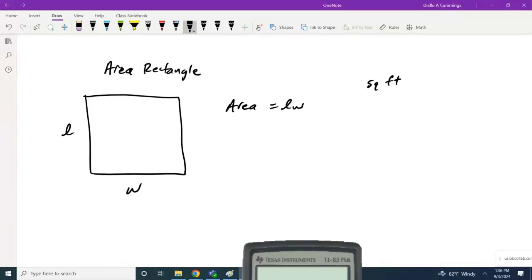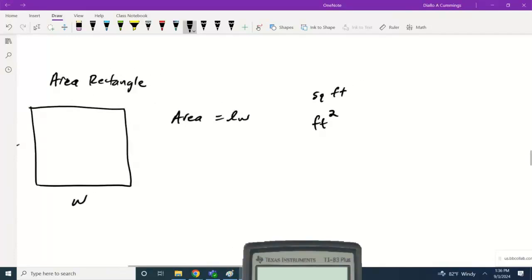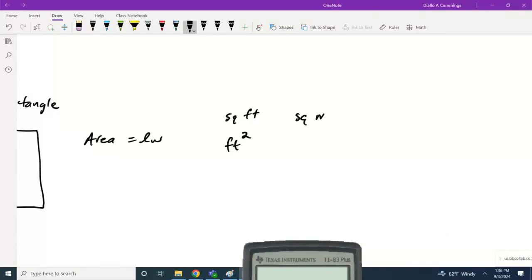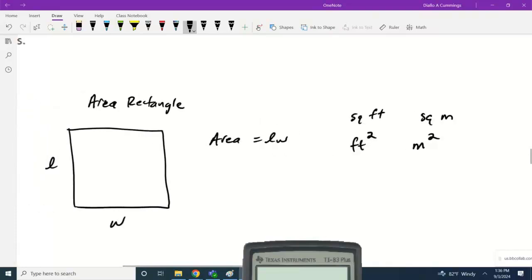So sometimes you may see square feet written like this, right, with SQ for short for square and FT short for feet. You may also see square feet written like this. So you may see that they may write square meters as SQM for square meters, or they may write it out as M squared. Those are measurements for area.